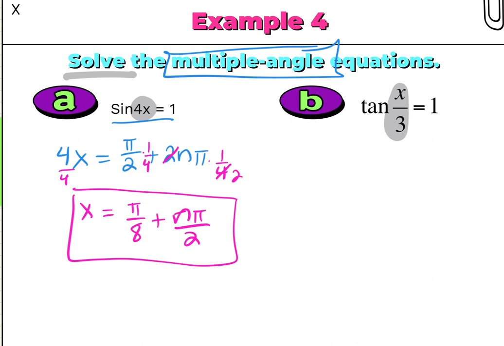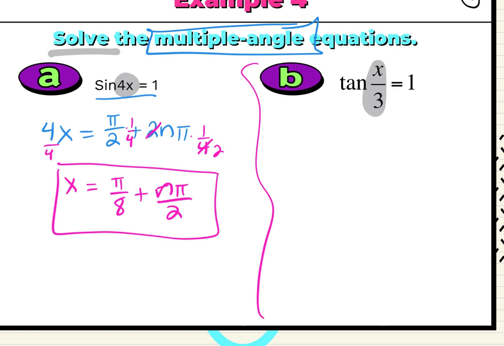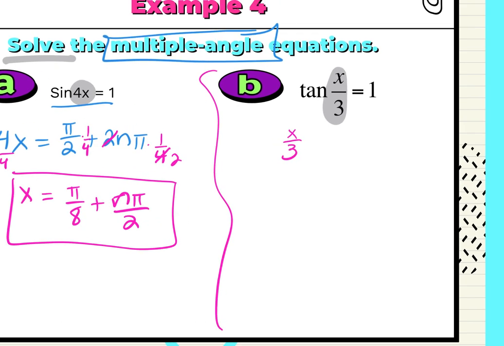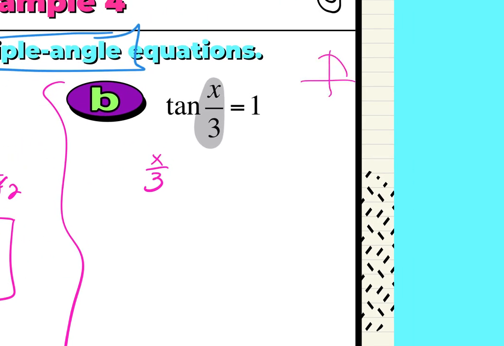Questions so far? Okay, so now I'm going to do tangent. So tangent of x over 3 equals 1. Where is tangent 1? Because that's where I start. Think tangent, we do the top. Good, but remember tangent, you just do the top. So just pi over 4 plus n pi. And then this time we divided by 3. So instead of dividing, we're going to multiply each term by 3.